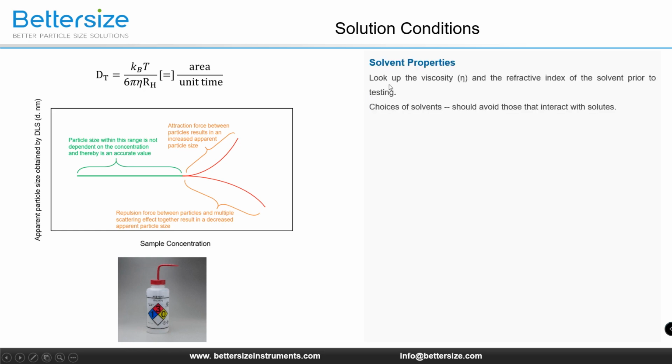First, look up the viscosity and refractive index of the solvent in advance to test, since they are key parameters in the Stokes-Einstein equations and will affect the results. Nowadays, most DLS devices come with built-in viscosity and refractive index values for common solvents. If the solvent chosen to prepare the solution is less common, make sure its properties are obtained before proceeding to the test.